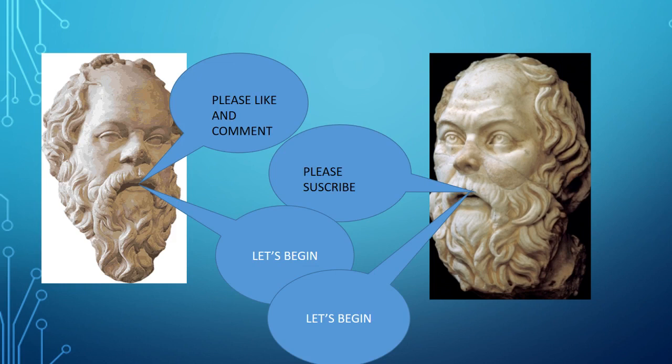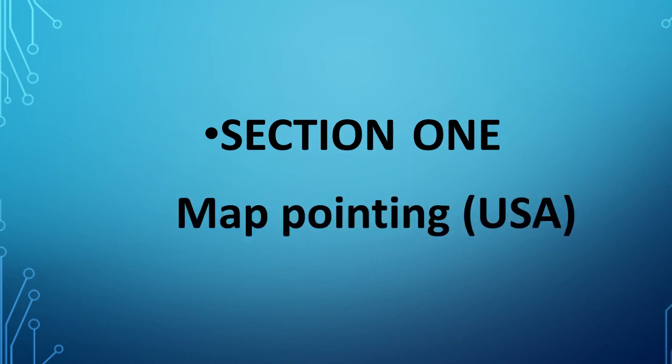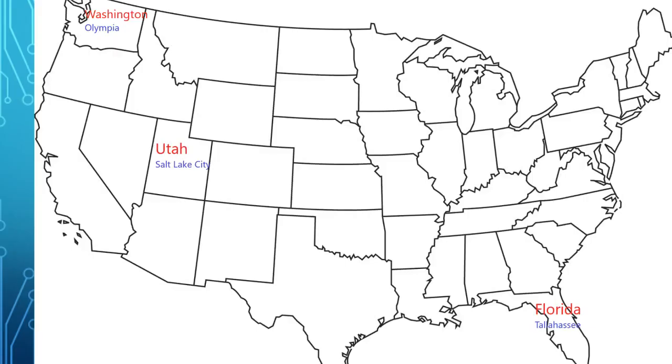So let's begin. First section, we'll do some map pointing on USA map. On the top left, we have Washington with the capital Olympia. On the bottom right, we have Florida with the capital Tallahassee. And near the center, there is one state called Utah with the capital Salt Lake City. These three states with three capitals for today.